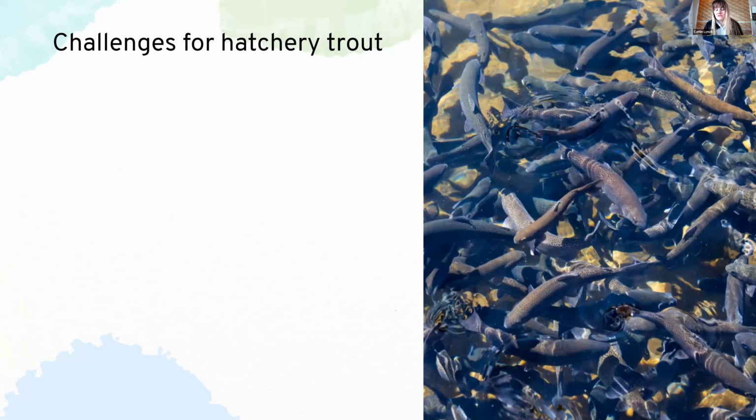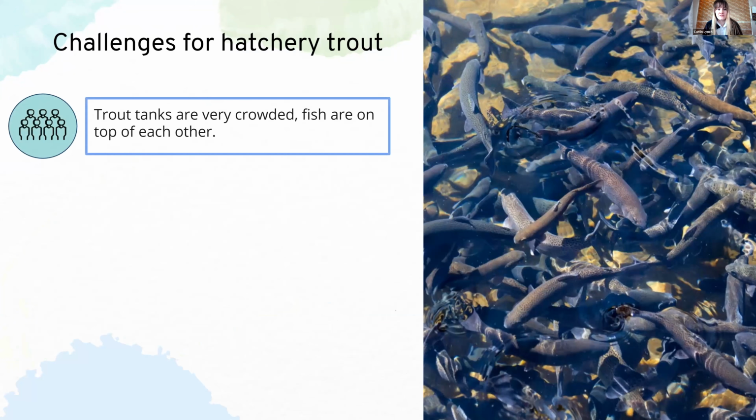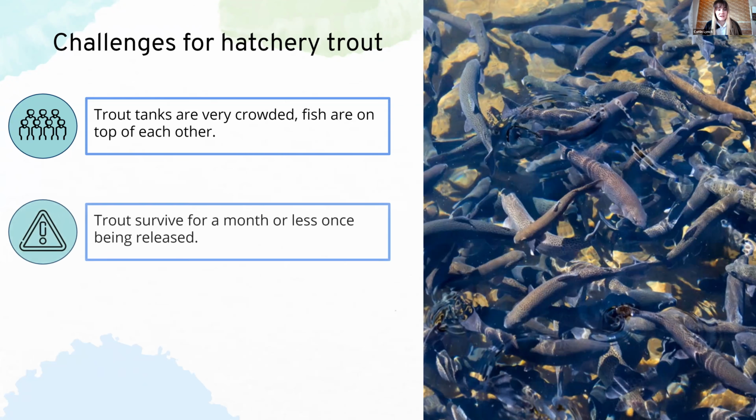And the hatchery trout definitely face a lot of different challenges. One thing is that the trout tanks are going to be very crowded. So fish are on top of each other. They're going to be rubbing next to each other often, which rubs off the slime layer that they have, which makes them a little bit more susceptible to diseases. And overcrowding also makes it hard to have the space that they need. They also will survive for a month or less once being released.